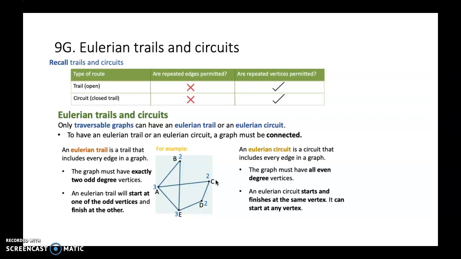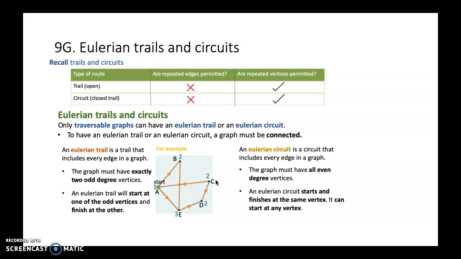Then to find the Eulerian trail, you can either start at A or E. I'm going to start at A. So we can start from A to B, to E, to D, to C, to A, then finish at E. So that's the example of an Eulerian trail.